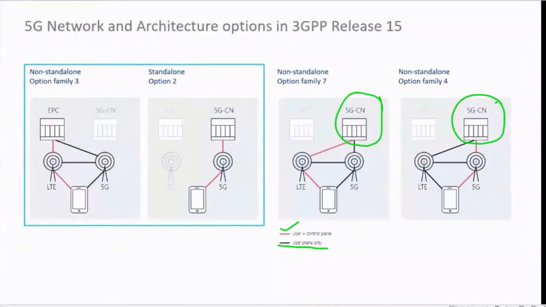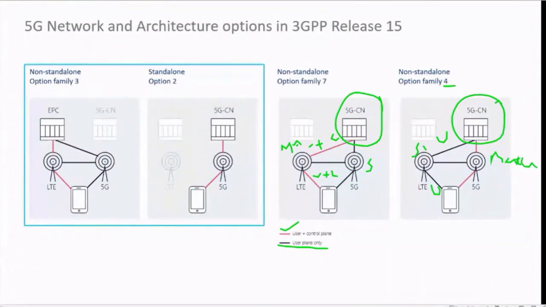So in option 7, LTE is connected to the core with the user plus control plane, right? But in case of option 4, LTE is connected with the core as well as with the UE with the user plane only. Okay, so in option 7, or you can say LTE is the master and 5G is the secondary. But in case of option number 4, LTE is the secondary and 5G is the master, because 5G has the control plane as well as the user plane, right?